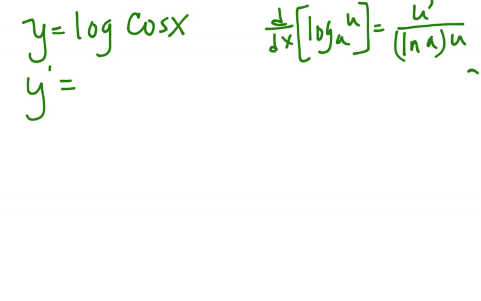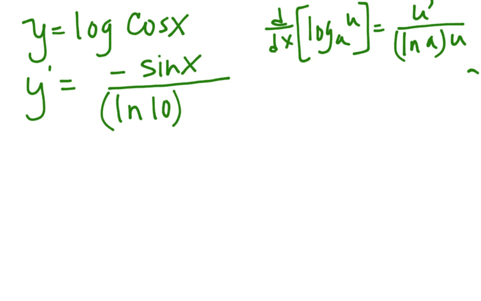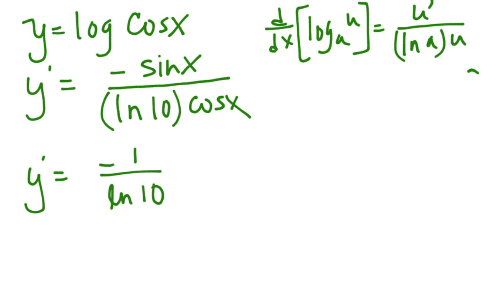I know that cosine x is going to be my u, so what's u prime? Negative sine x. Log, no base written, I understand that to be 10, so that's my A value. So ln 10 times u, which is cosine x. And I can rewrite this as negative 1 over ln 10, and what's sine over cosine? Tangent x. And that's it.